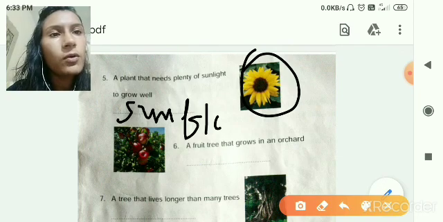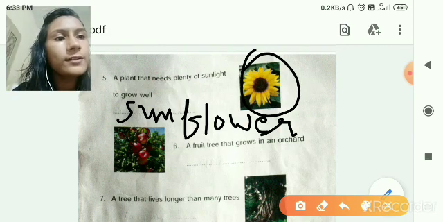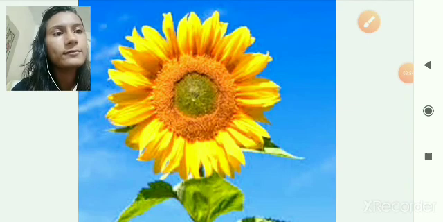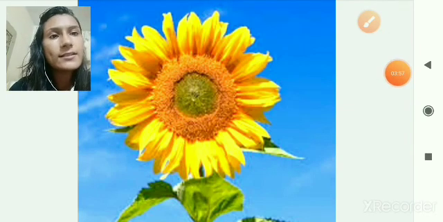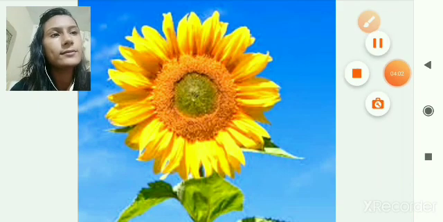Then a plant that needs plenty of sunlight to grow well, that is sunflower. You can see here the image of sunflower. So this answer is sunflower, S-U-N-F-L-O-W-E-R, sunflower. You can see this image of the sunflower. This plant needs plenty of sunlight to grow well, that is sunflower.